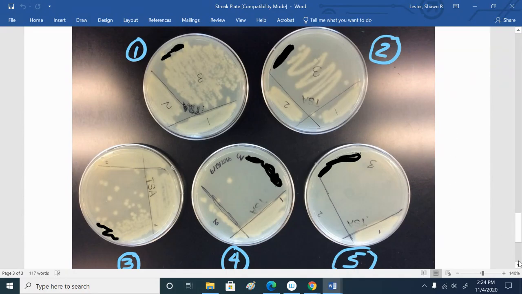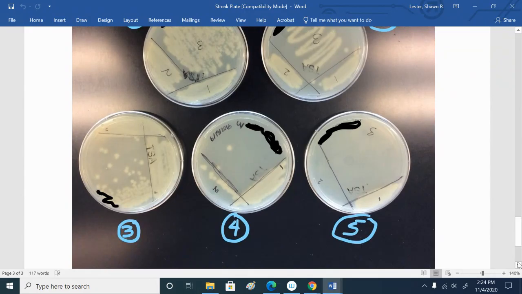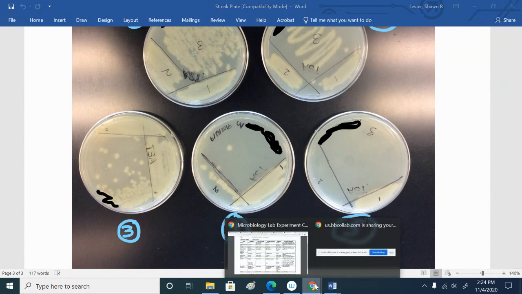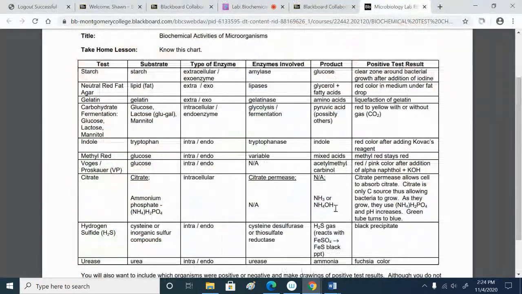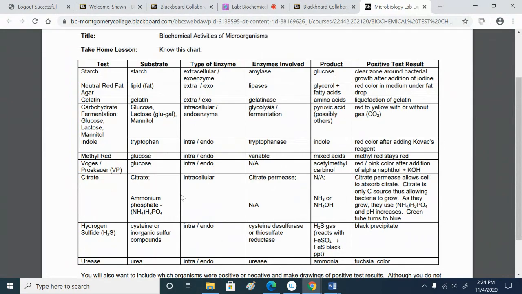So, any questions on the streak plate technique? Any questions on the biochemical tests? Right, so make sure you study this chart. Yeah, question? Yeah, for the unknown, we'll have to identify something based on the biochemical tests.